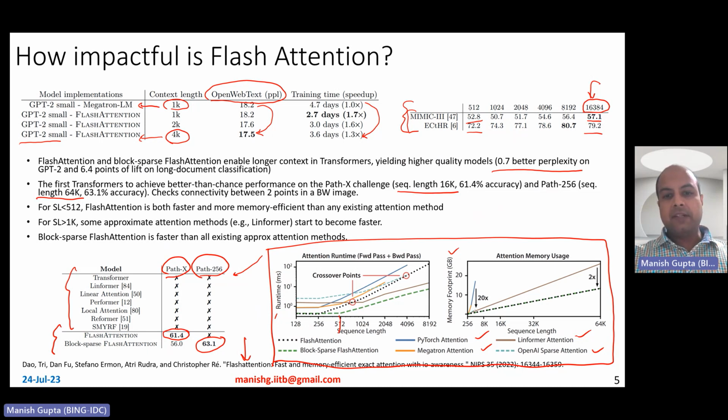What you also observe is that for a sequence length greater than 1K, there are these two crossover points where some approximate attention methods like Linformer actually become better than flash attention in terms of runtime. However, flash attention is still always better in terms of memory usage compared to any other existing attention methods. However, if you just compare in the approximate attention world, what you observe is that the block sparse flash attention, which is an approximate attention method, is actually the best, both in terms of runtime as well as in terms of memory.